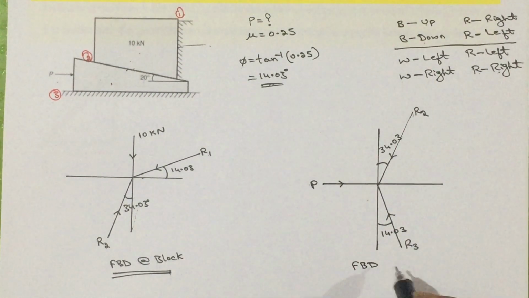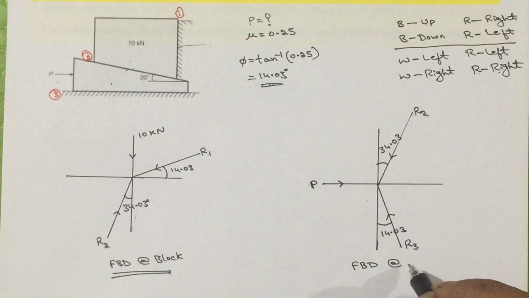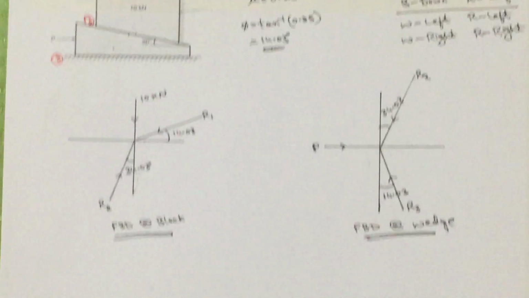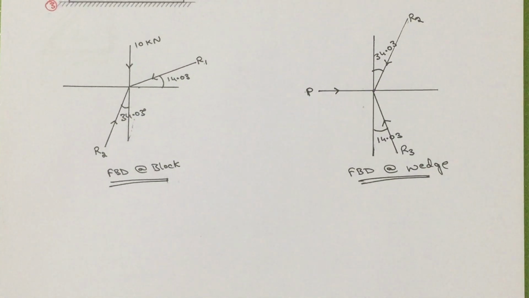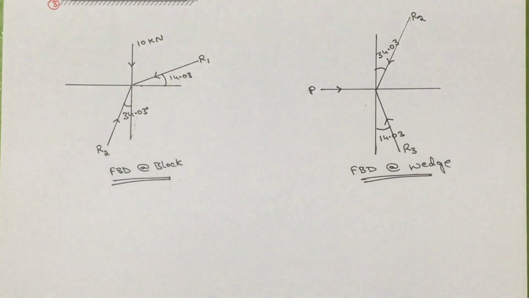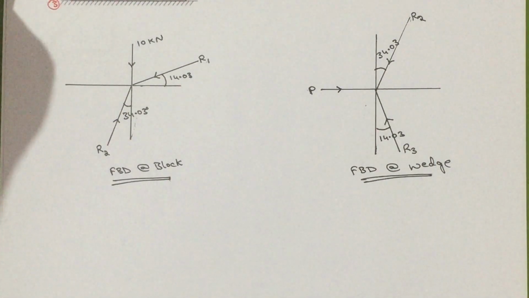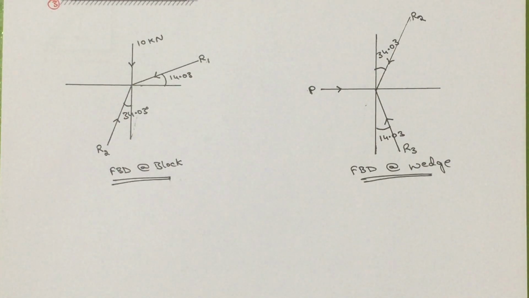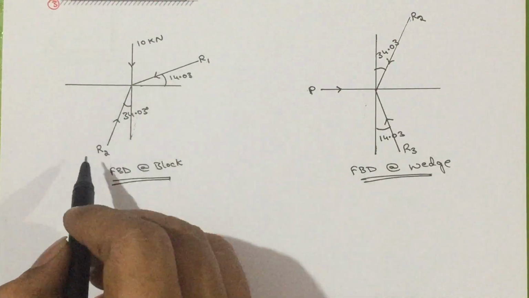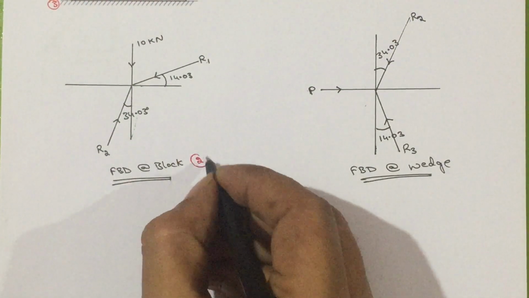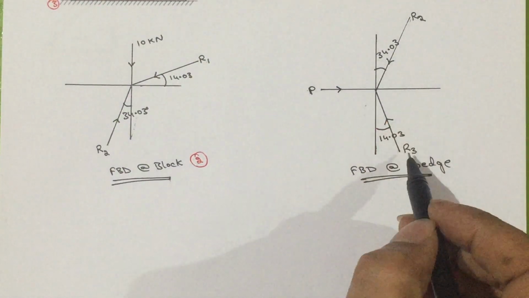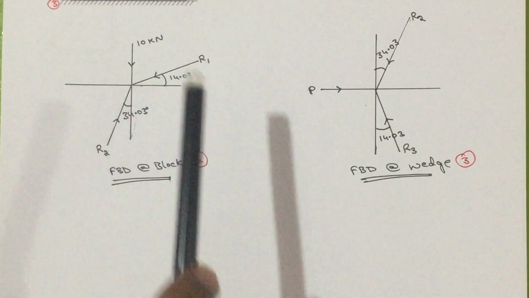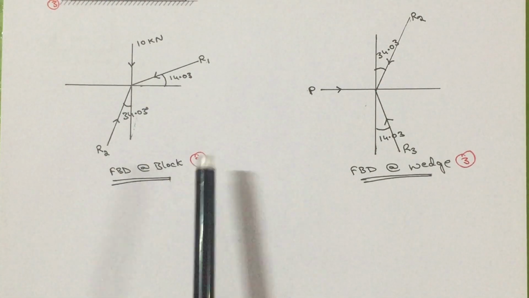Let's see whether we need it or not afterwards. Plot the free body diagram at the wedge. Now once we get both the free body diagrams, which free body diagram do we need to solve first? For that, count the number of unknowns. Here we have R1, R2, two unknowns. Here we have R2, R3 and P, three unknowns. So take the free body diagram which has fewer unknowns and solve it.